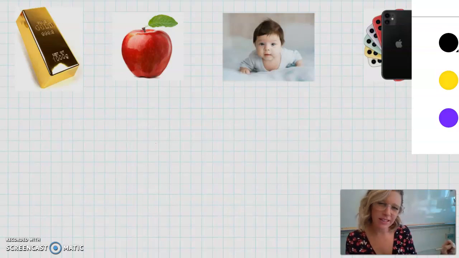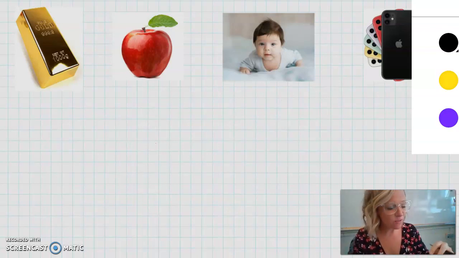Today we're going to be talking a little bit more about that word matter that we talked about in class today. So let's go ahead and jump right in. First of all, I have four images on your screen. I have a gold bar, an apple, a baby, and some iPhones. Sorry to everybody that's an Android fan, but I'm definitely an Apple fan, okay?